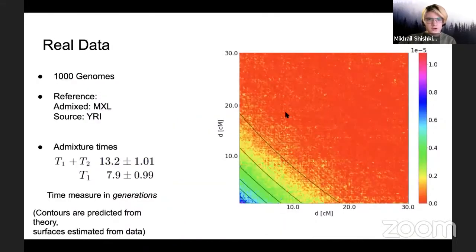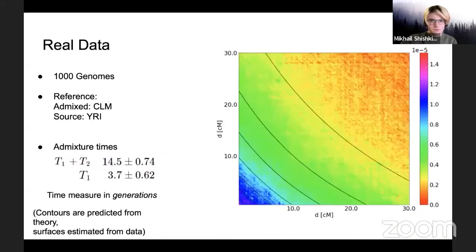And also we applied our method to real data, and here you can see the surface for weighted linkage disequilibrium coefficient for Mexican samples from 1,000 genomes project. And as reference, we have Yoruba population as source population. And we estimated for two pulse scenario admixture times that are 13 and 8. And also we have one more example of application of our method.